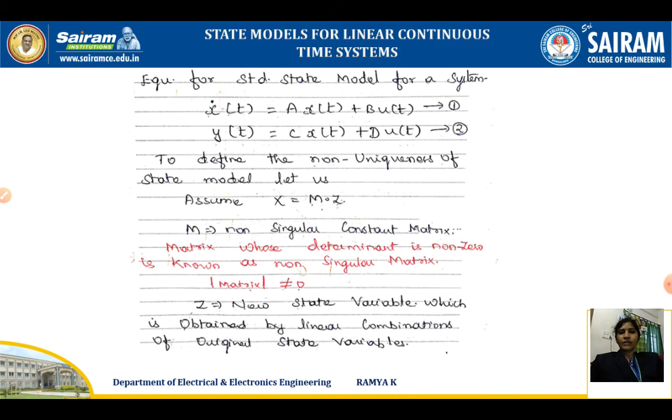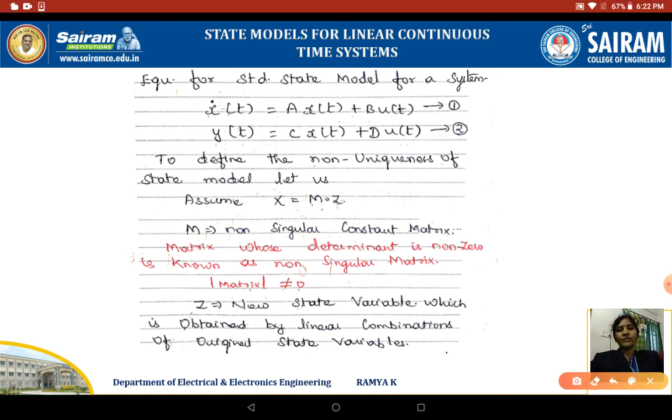Next, we need to read the state model for the linear continuous time system. Linear continuous time system means there are two types of signal, as we discussed earlier. One is your continuous signal and the other one is your discrete signal. Continuous signal means whenever the time varies, the magnitude will also vary for any variation in your time factor. Now we are going to read the state model for a linear continuous time system.